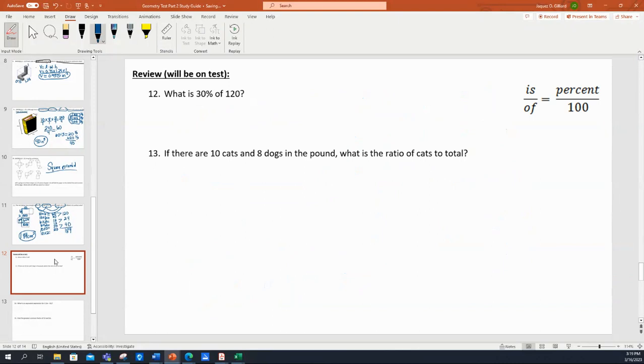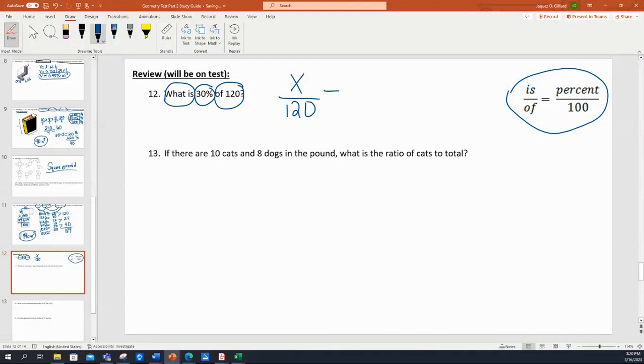What is 30% of 120? Pay attention to this side. It says is over of equals percent over 100. So anytime you see what in front of is, we're going to put a variable for is, x over, and it says 30%, and then it says of 120. So is over of, so of 120, and make that be equal to the percentage that they're talking about, which is 30 out of 100. And now the next thing we need to do is cross multiply to solve for x.